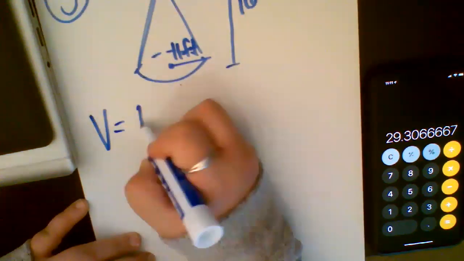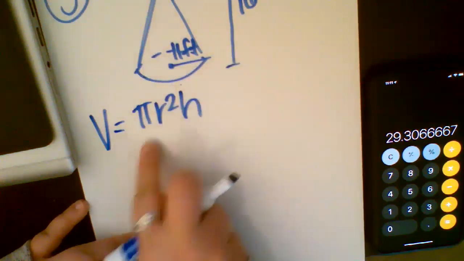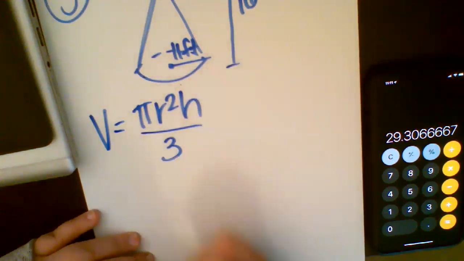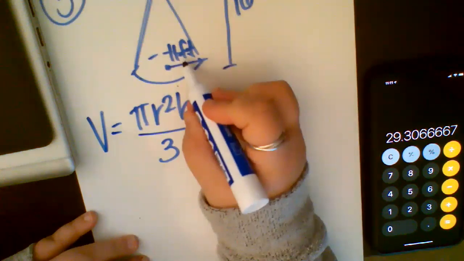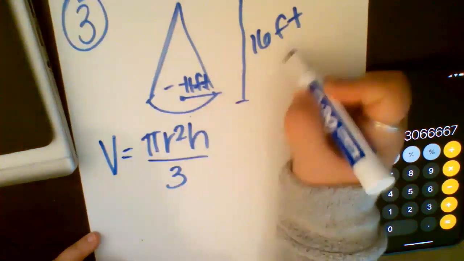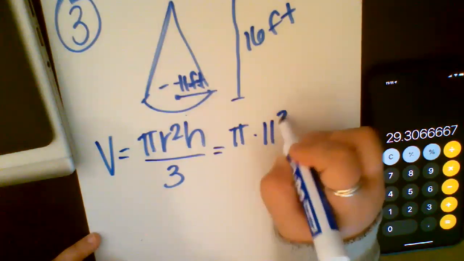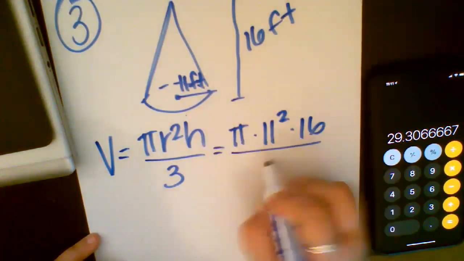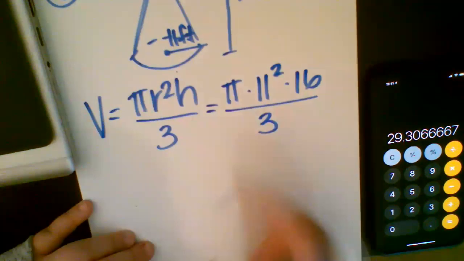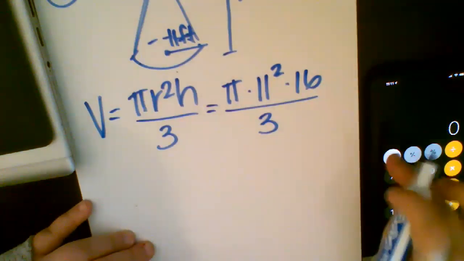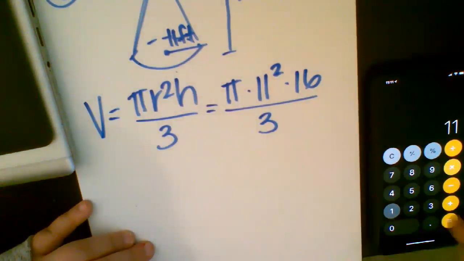We've got our volume. It's our cylinder formula, then we divide by 3. Okay, radius is 11 feet. How tall it is, 16 feet. So we're going to put those in. Radius squared times height. Okay, PEMDAS, we got to do exponents first. So 11 squared is 11 times 11.